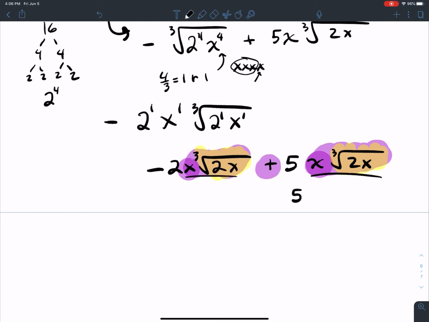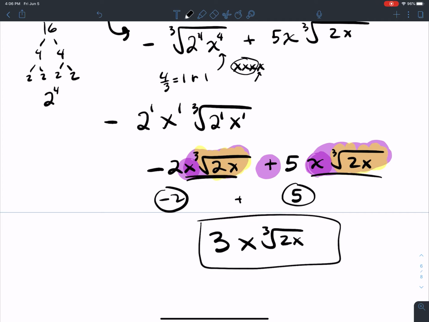Now I've got 5 of them over here, and I've got negative 2 of them over here. So total, how many do I have? I have 3 of them. I have 3 of what? 3 of x cube root 2x. That's my answer right there, okay?